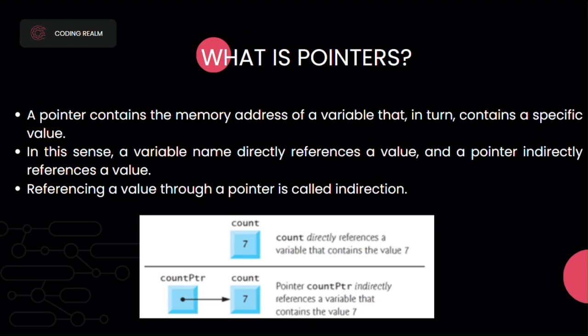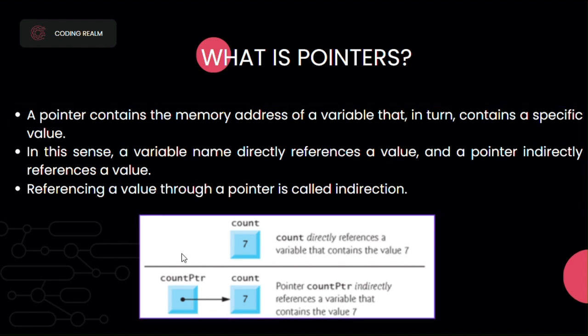Now, what is a pointer? A pointer contains the memory address of a variable that, in turn, contains a specific value. In this sense, a variable name directly refers to a value, and a pointer indirectly refers to a value. Referencing a value through a pointer is called indirection.